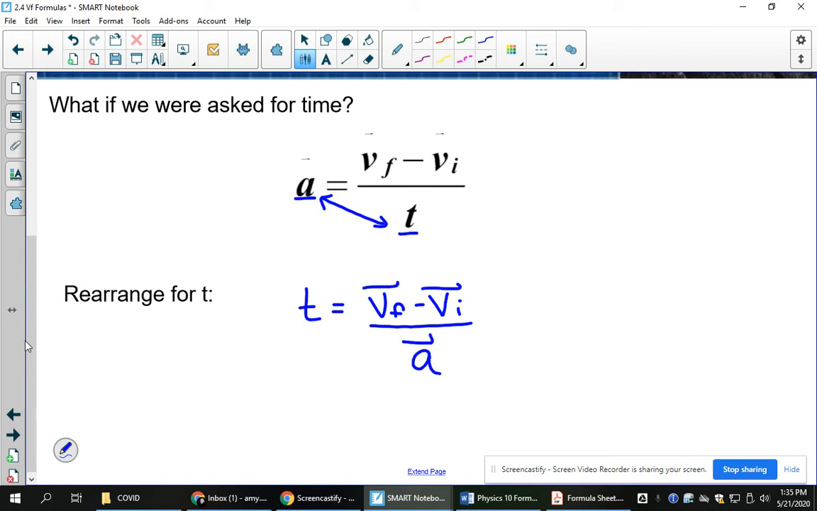This is not on your formula sheet because we need you to be able to do that algebra quite quickly. Okay, switch A and T. That's it. If you want it in words, here it is.